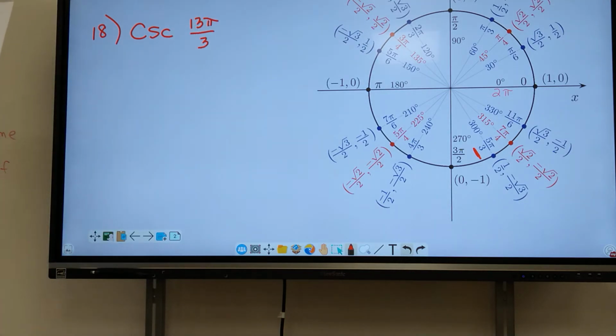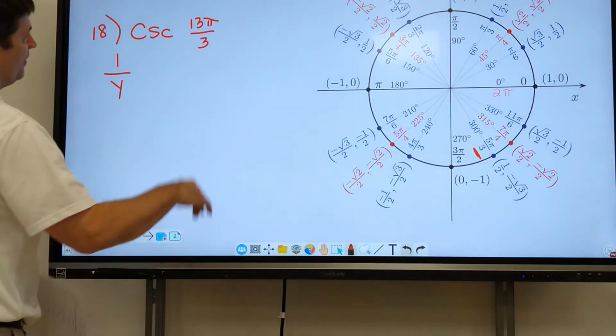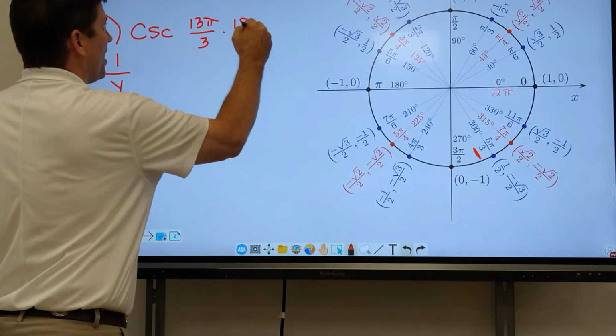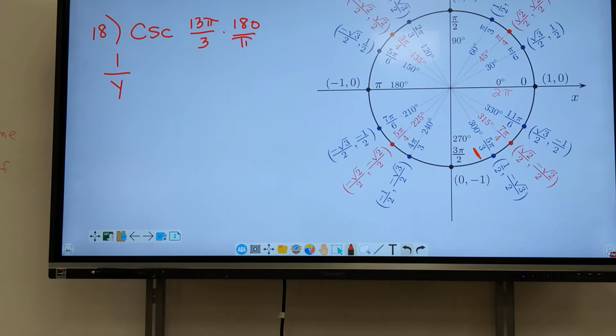All right, Nathan Willis, give me the formula, please, for cosecant. All right, everybody good with that? All right, 13 pi over 3 is nowhere on your circle. So y'all got to times by 180 over pi, and then subtract your 360. Y'all do all that, and then we'll pick up there. All right, 360. All right, so does everybody agree that it's going to be 60 degrees?